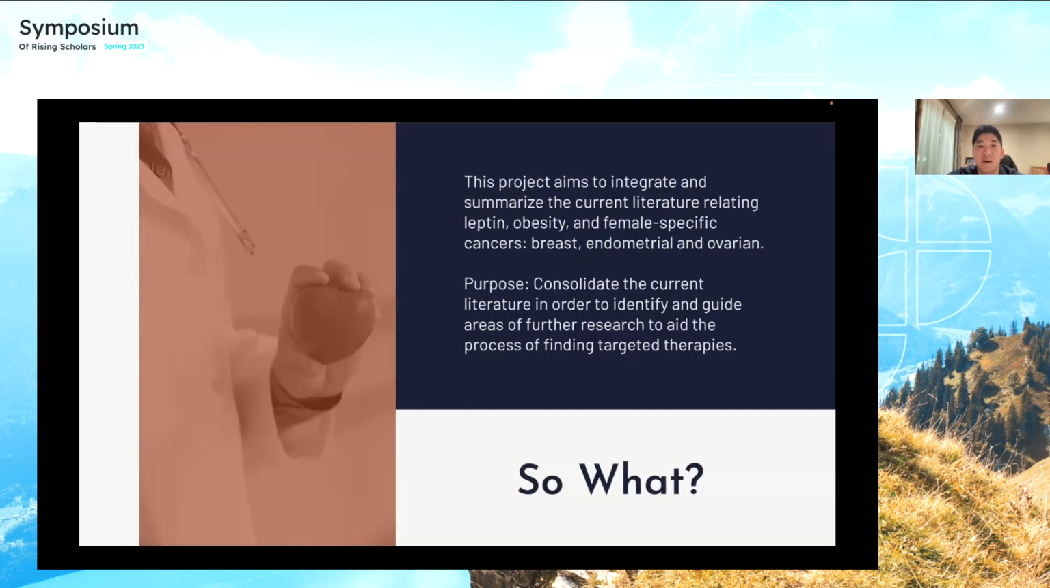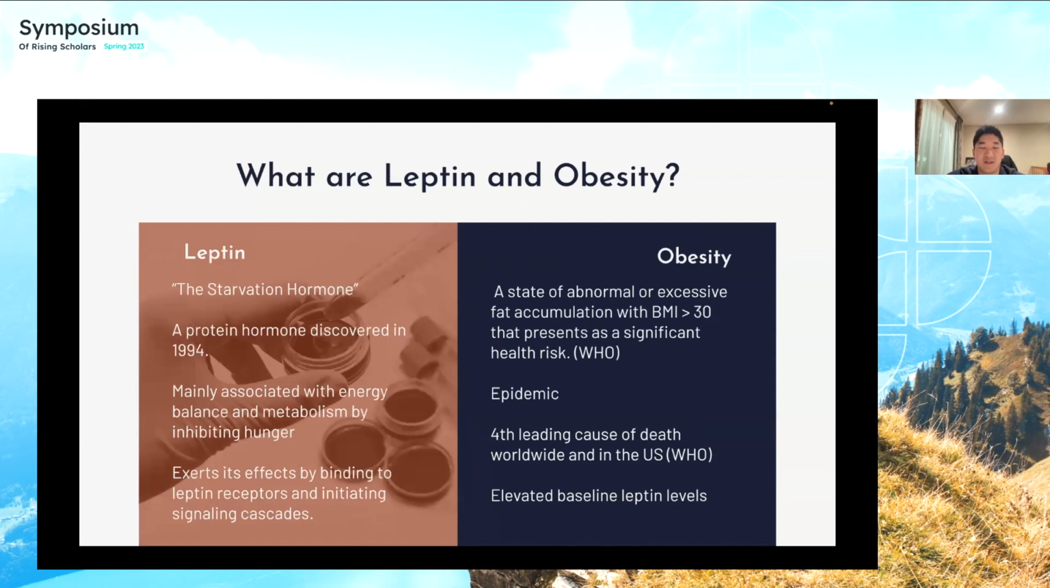So first, some definitions. What are leptin and what is obesity? Well, leptin, known as the obesity hormone, or more correctly as the starvation hormone, was discovered in 1994 by Dr. Jeffrey Friedman. It's a protein hormone mainly produced and released by adipocytes or fat cells. The primary role of leptin is to regulate energy balance and metabolism by inhibiting hunger.